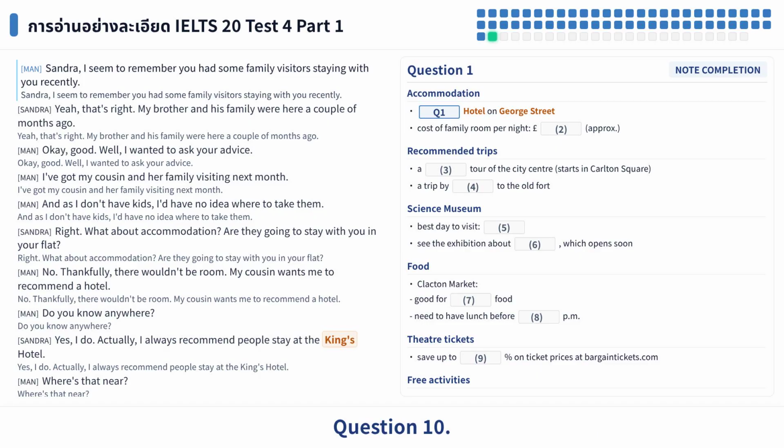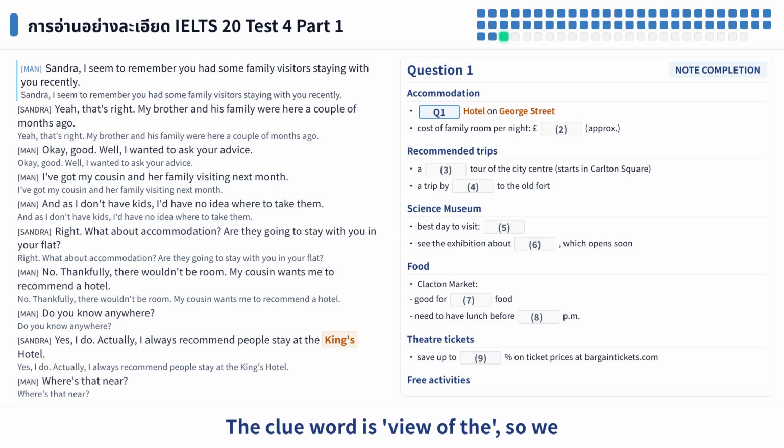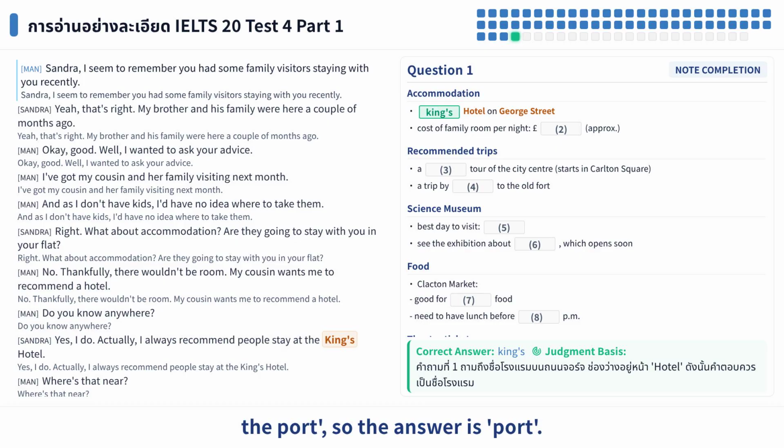Question 10. The blank is after view of the, so we need a noun for what you can see from Telegraph Hill. The clue word is view of the, so we predict the answer is a place, noun. In the recording, Sandra says climb Telegraph Hill, then look right down on the port, so the answer is port.